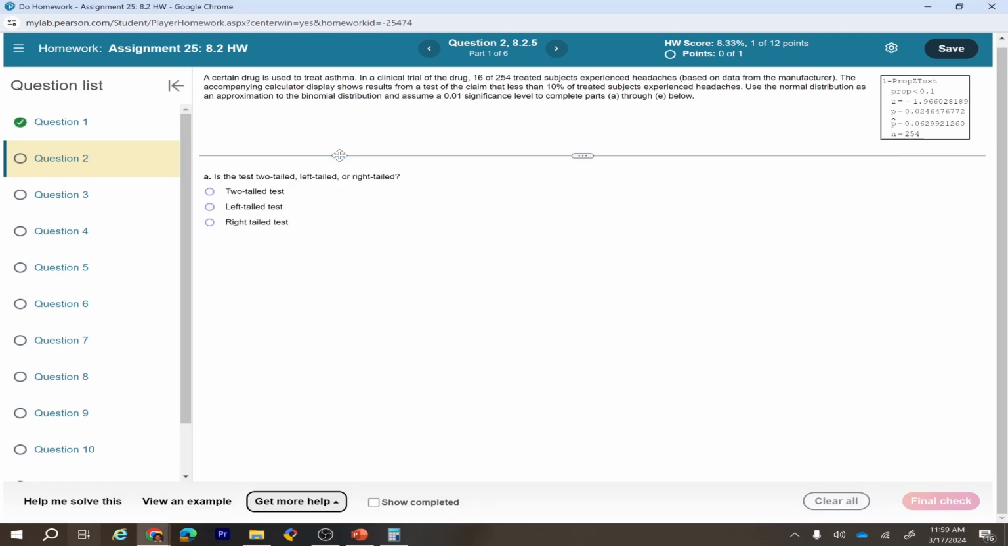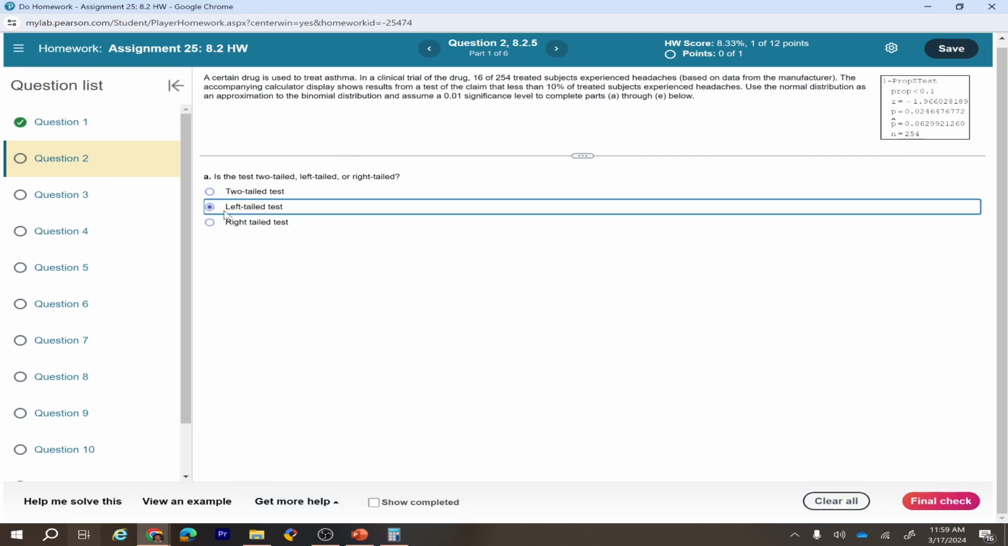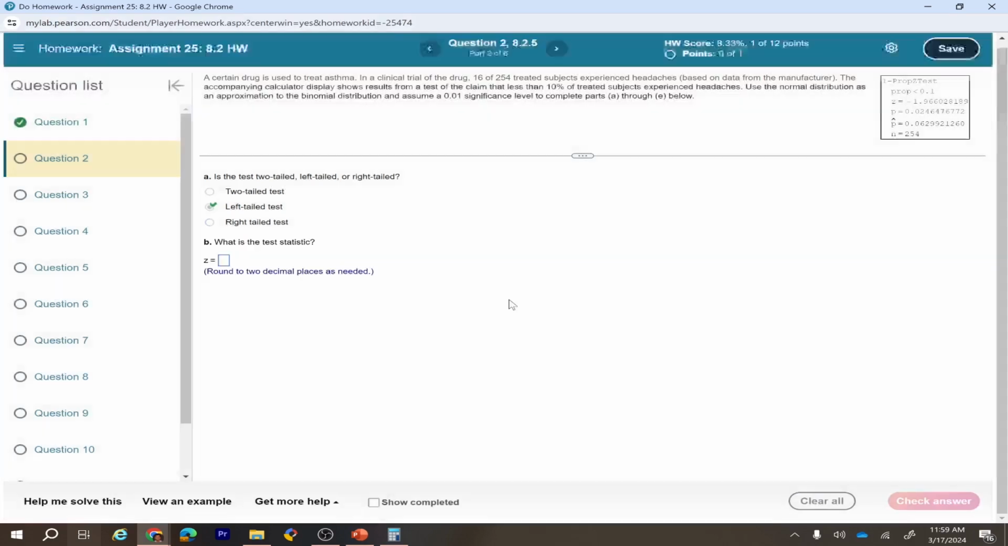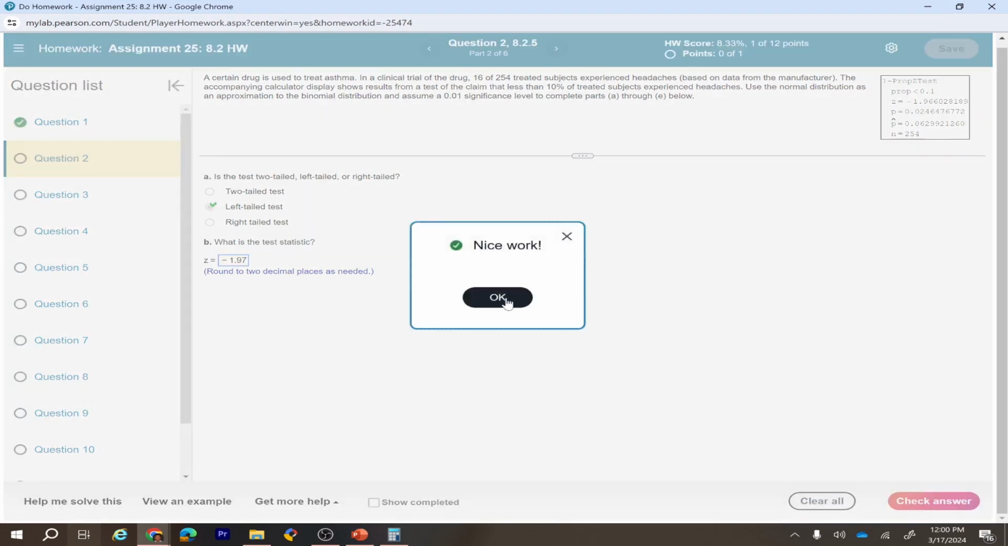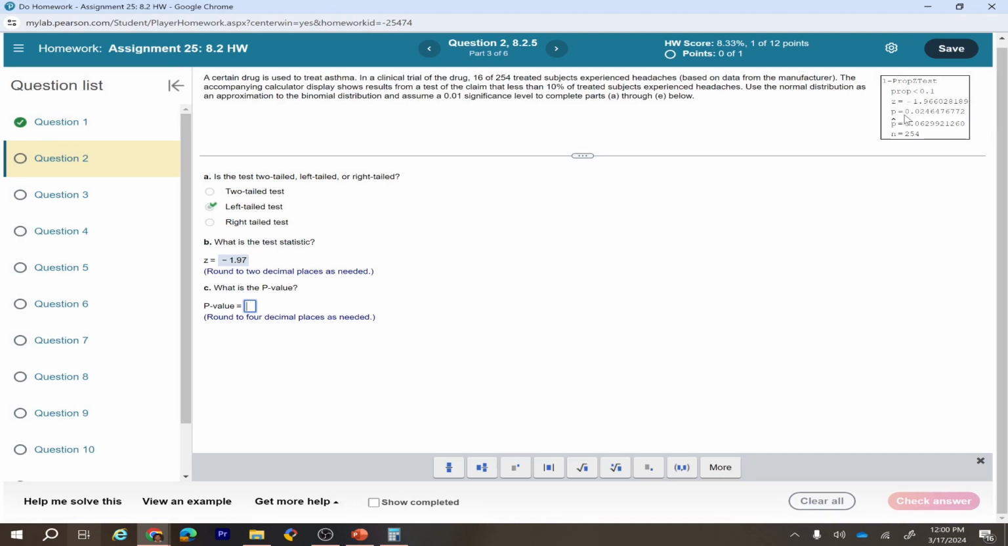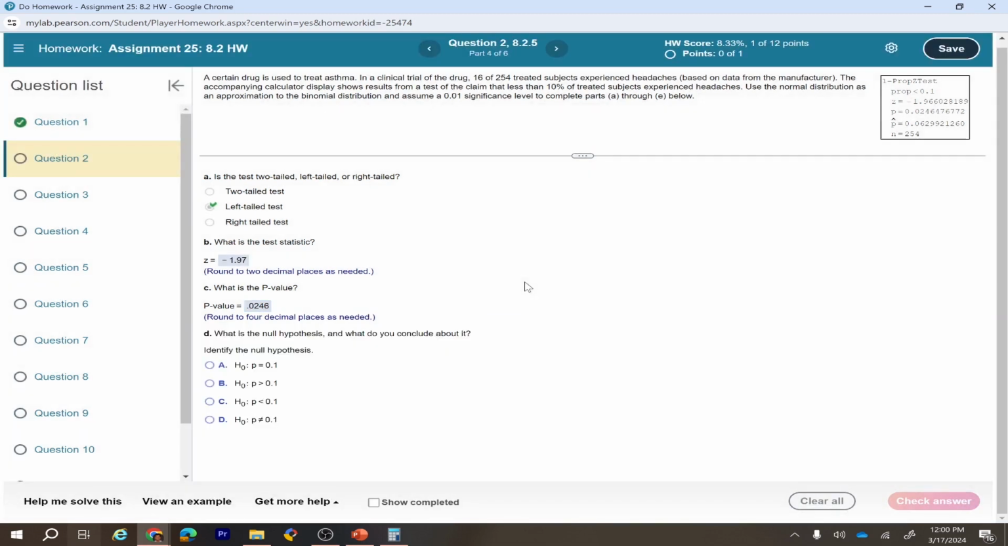Okay, so now let's answer this question. Is this a two-tail test? Because we are trying to check less than, that means it's a left-sided test. And then the Z-score here, as you can see, is negative 1.97 if you round it to 2 decimal places. And the P-value is given as 0.0246 if you round it to 4 decimal places. It's from the calculator, it's already given.